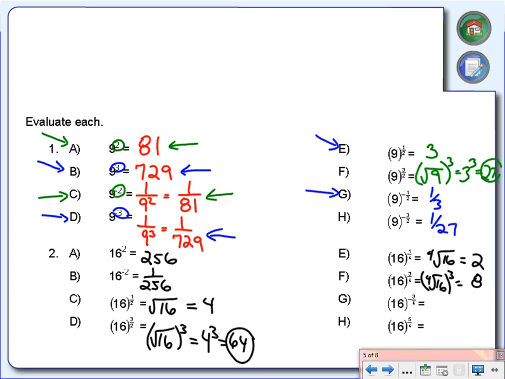So if I know F is 8, you'll notice that G, all it is is the negative exponent. So all I'm looking for is the reciprocal of 8. And what is the reciprocal of 8? 1 over 8. And then the last one there, H, 16 to the 5/4 power. We're looking for the 4th root of 16 to the 5th power. And what did you end up with? 32. So the answer there should be 32. All right, let's move on to the next section.